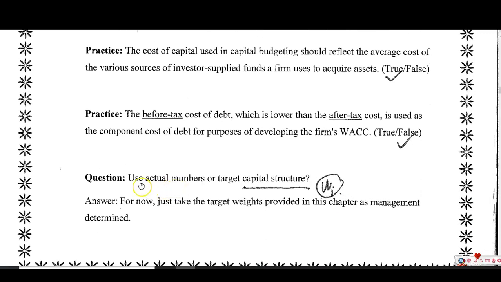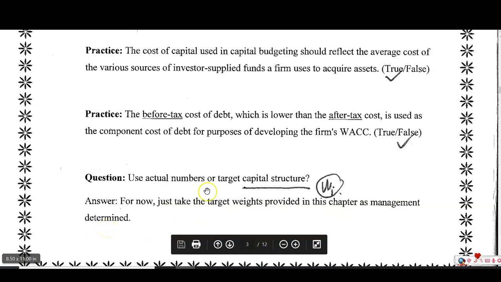Question: is it actual numbers or target capital weight structure? So for the three weights, for now, we are just taking the target weights provided in this chapter as management determined. We will be using the target weights, not the actual numbers.